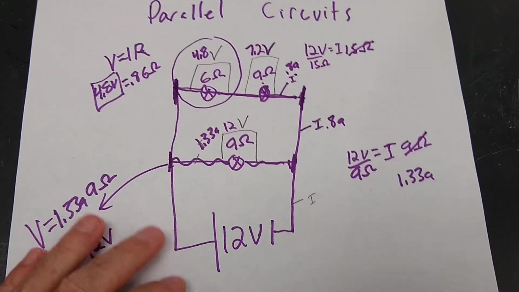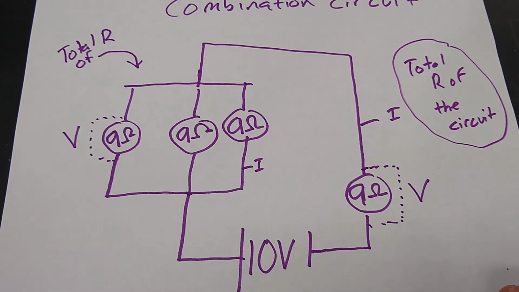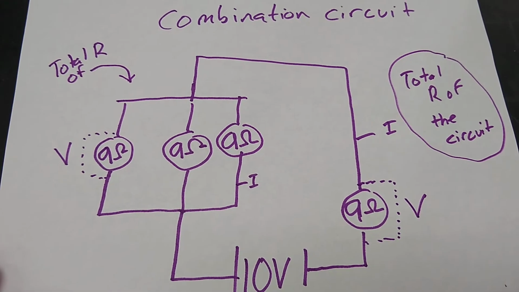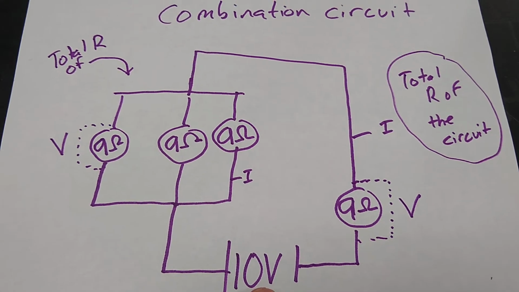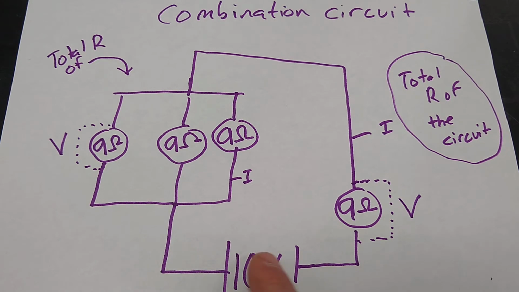Now we're going to do a combination circuit. All right, here's our combination circuit, everybody. Here's our combination circuit, all right? We have a 10-volt potential difference here, and we're driving a current across a combination circuit.